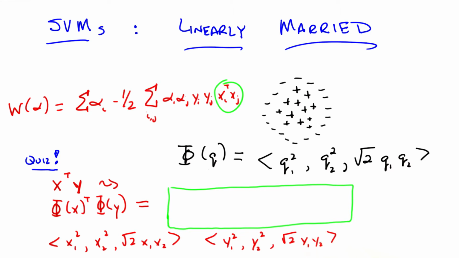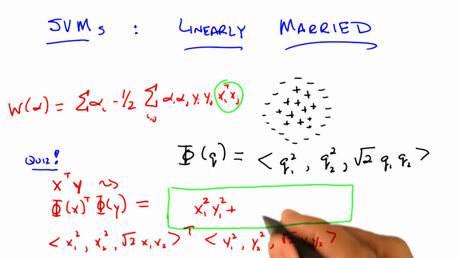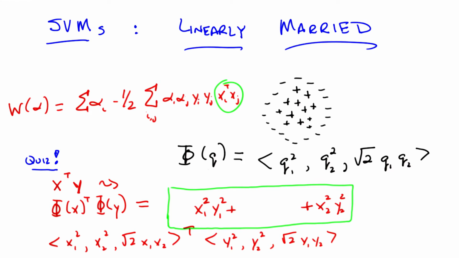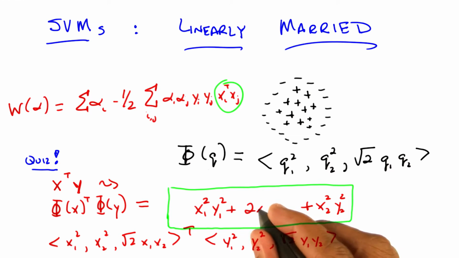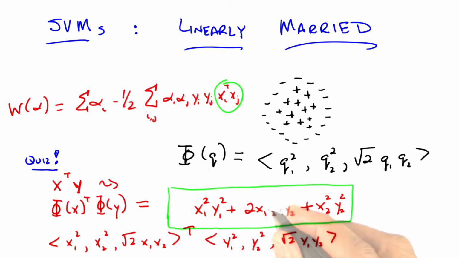Okay. So then the dot product is just the products of the corresponding components summed up. So x1 squared y1 squared, plus x2 squared y2 squared, plus 2 x1, x2, y1, y2. That's right. So here's a question for you, Michael. Does that look familiar based on your years of thinking about algebra?